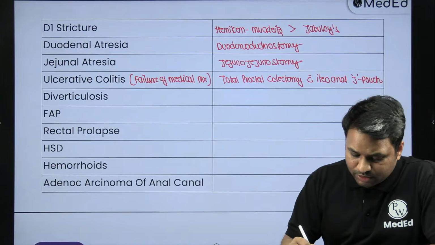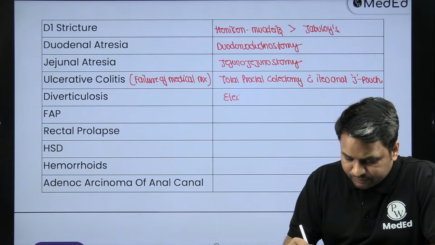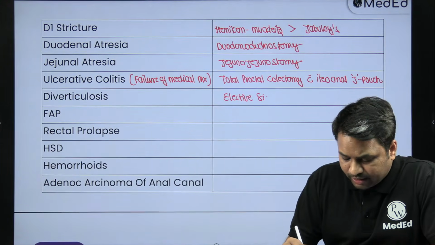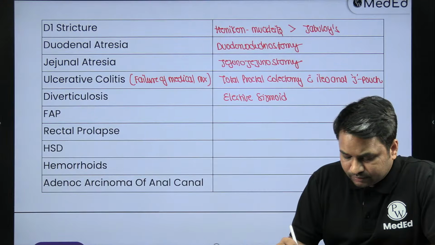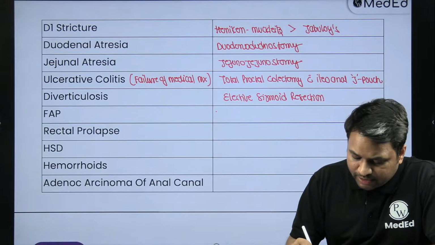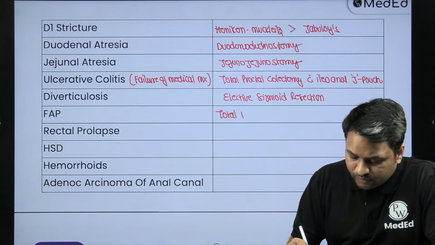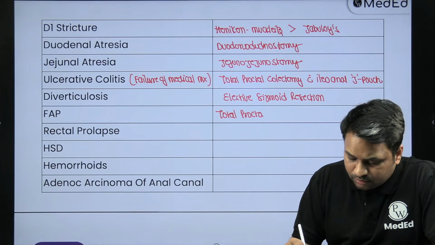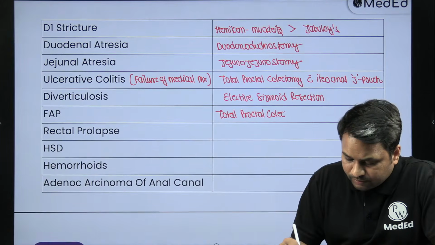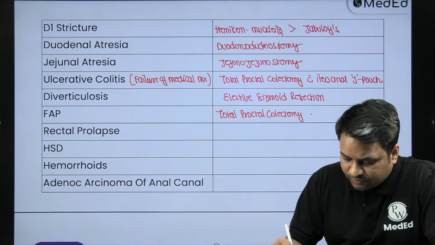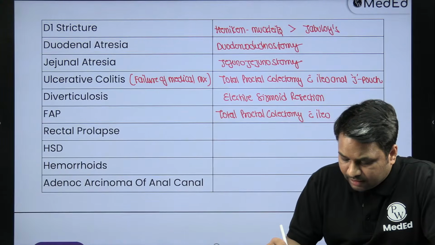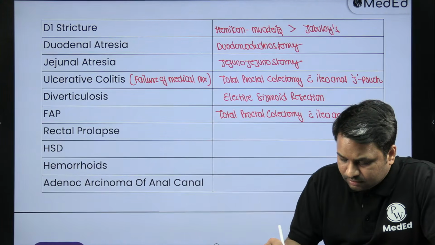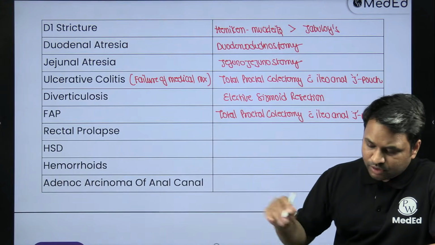For diverticulosis, it is your elective sigmoid resection. For FAP, it is the same as ulcerative colitis, that is your total proctocolectomy with ileoanal J pouch.